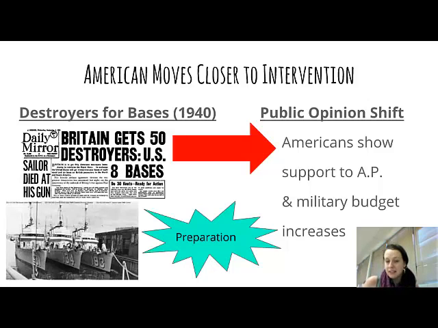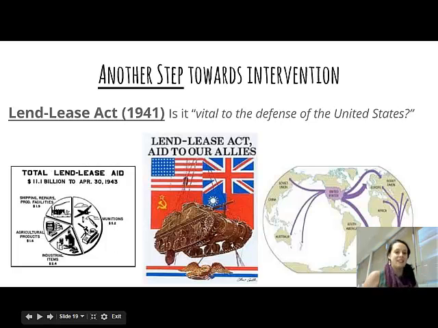And this represents a real change in American public opinion because this shows that Americans actually favor offering support to the Allied powers. And at the same time this is happening, the military budget actually increases. So all of this is evidence of the United States' preparation for the war. Even though they're not actually a part of it, you can tell that Americans are starting to feel a little bit better about the idea of intervening, and they're ready to spend some more money. So another step. If that was step 1, we're going on to step 2.